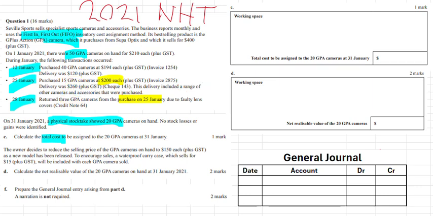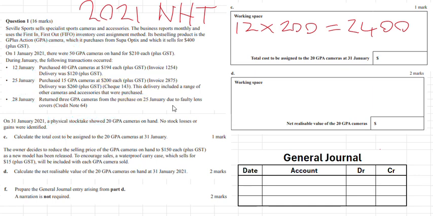So let's deal with some maths here. 15 minus 3 means we've got 12 units on hand times $200 each, which gives us 2,400 worth of cameras. So then we need to go back to our next most recent purchase on the 12th. We purchased 40. So we're going to need to grab 8 from that batch.